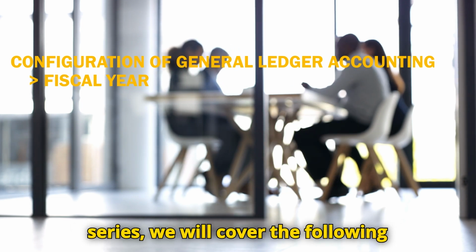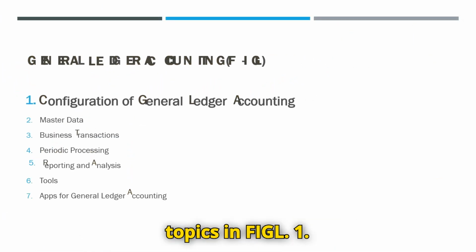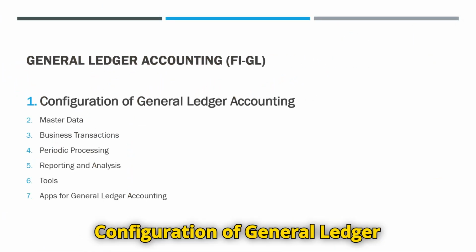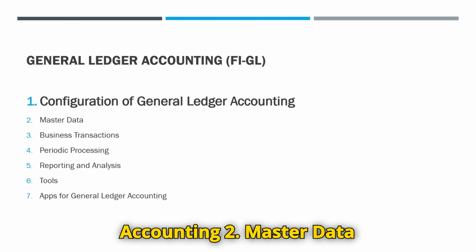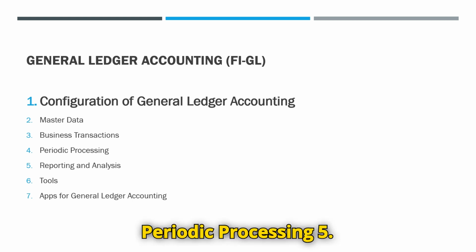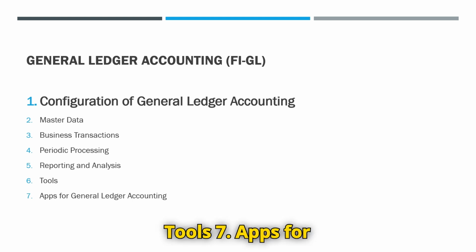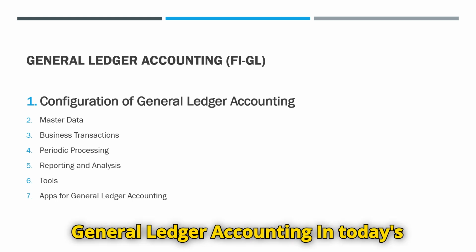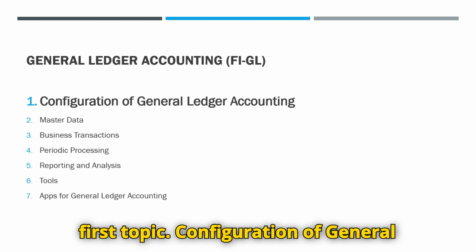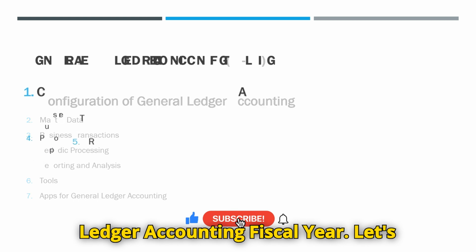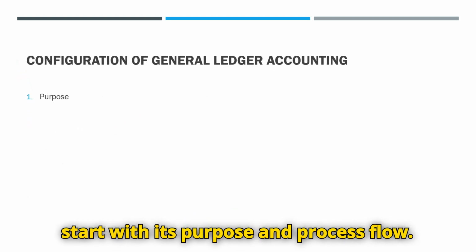Over the course of this series, we will cover the following topics in FIGL. 1. Configuration of General Ledger Accounting. 2. Master Data. 3. Business Transactions. 4. Periodic Processing. 5. Reporting and Analysis. 6. Tools. 7. Apps for General Ledger Accounting. In today's session, our primary focus is on the first topic, Configuration of General Ledger Accounting, Fiscal Year. Let's start with its purpose and process flow.